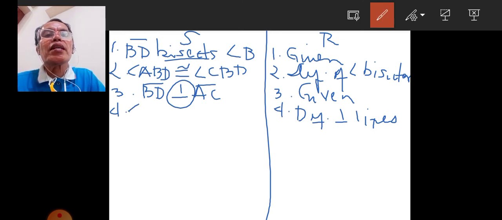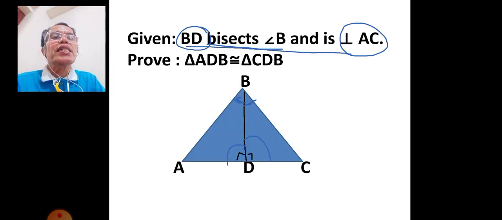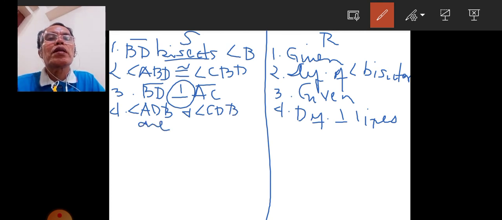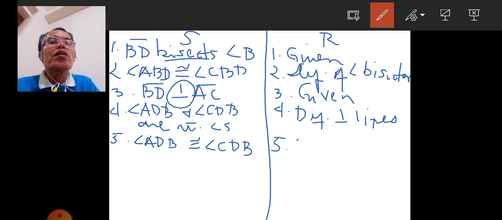So angle ADB and angle, what is the other angle? CDB. So angle ADB and angle CDB are right angles. So you can now say that angle ADB is congruent to angle CDB. Why? What would be our reason? All right angles are congruent.